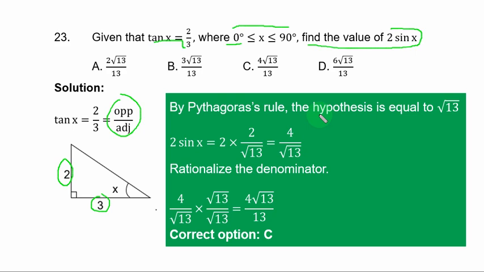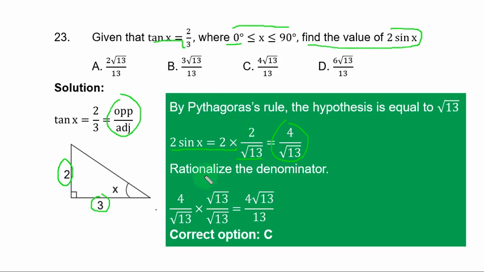You know hypotenuse square is always the sum of squares on the other two sides. That is 2 square, that is 4, plus 3 square 9, you have 13. So to get hypotenuse, you take root of both sides and you have root 13. Therefore 2 sin x is equal to 2 times opposite, which is 2, over hypotenuse, root 13. So you have 4 over root 13. This answer is not in the option.